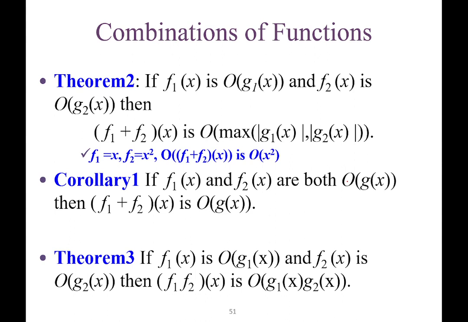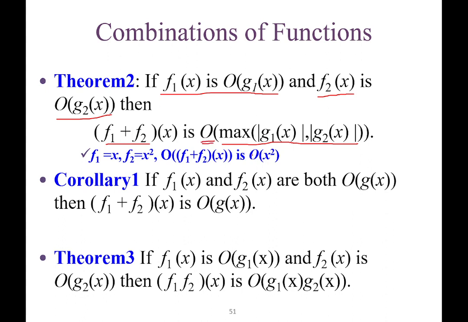Next, let's see what happens when these terms are combined together. So we have exponential term, we have polynomial term or constant term. This gives us a very important theorem, theorem 2. If f1 of x is big O of g1 of x, and f2 of x is big O of g2 of x, then for the addition of both functions, we can calculate the max of g1 and g2 as its big O notation.